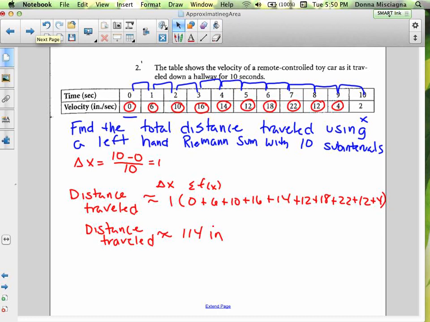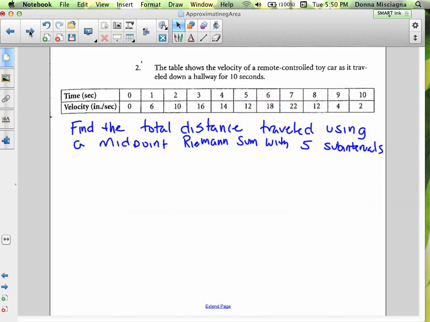Now, this one is a midpoint Riemann sum. I hadn't drawn in the rectangles yet because I need to draw these in just a little bit differently than the right-hand Riemann sum and the left-hand Riemann sum. So if we're doing a midpoint Riemann sum, I need to take the middle value. Now, I gave you a hint here. It's going to be 5 subintervals. But even if I didn't tell you how many subintervals, your rectangle has got to look like this. Right?